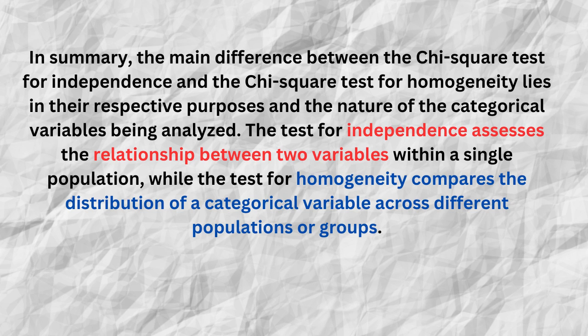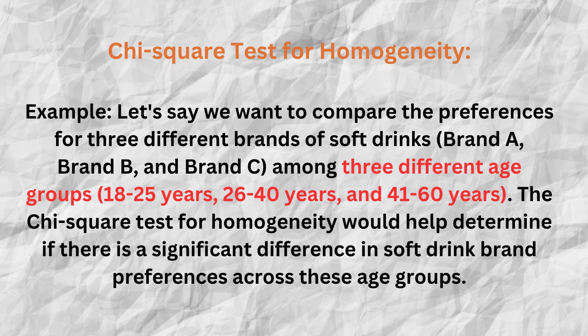Now, in a chi-square test for homogeneity, the assumption is that the categories being compared across different groups are drawn from the same population or have similar distributions. An example would be, let's say we want to compare the preferences for 3 different brands of soft drinks, brand A, brand B, brand C, among 3 different age groups, 18 to 25-year-olds, 26 to 40-year-olds, and 41 to 65-year-olds. So the chi-square test for homogeneity would help determine if there is a significant difference in soft drink brand preferences across the 3 age groups. So notice we're not asked about is there an association, we're talking about is there a difference in the distribution of the particular type of soft drink that you like across these different age groups. That's a chi-square test for homogeneity.